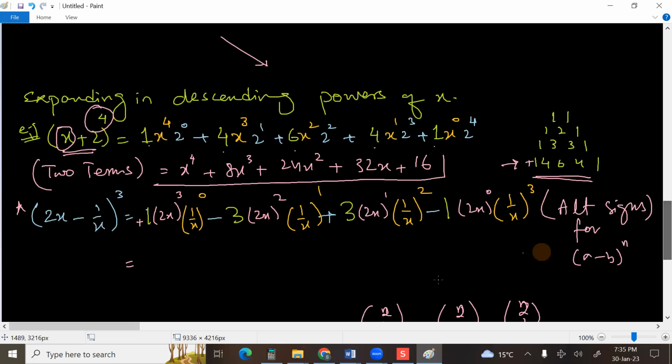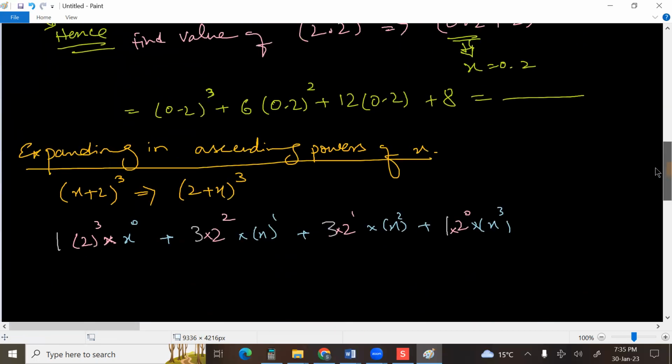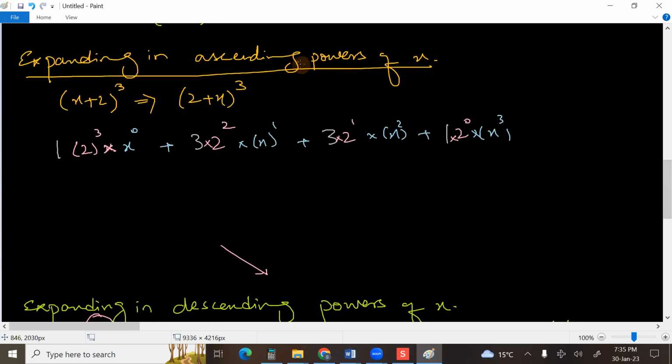Going further, expanding in ascending powers of x. The trick is very simple. If you want to keep track of ascending powers, like ascend means going up, you would want to make x your second term. Instead of a, b, or x, y, if you learn that this is the first term and this is the second term, it's much more convenient to communicate.